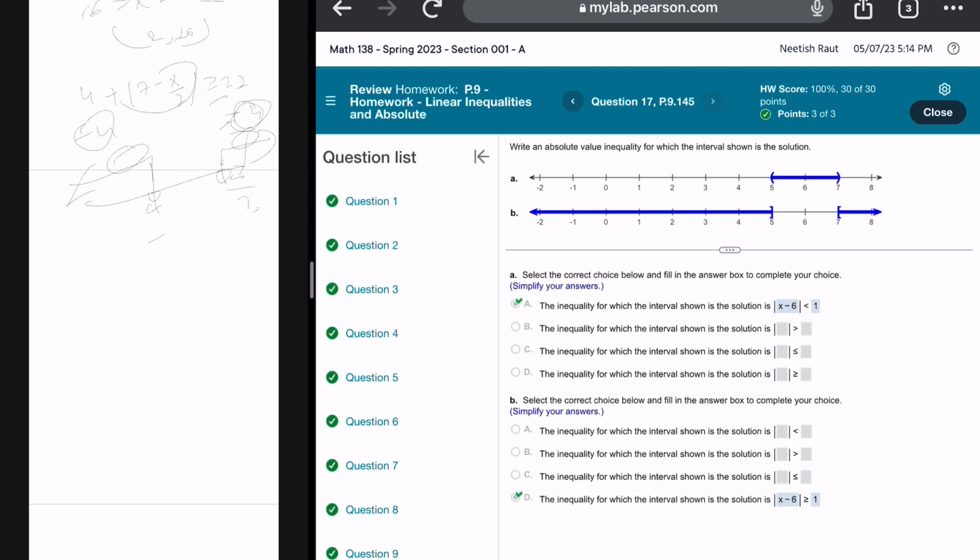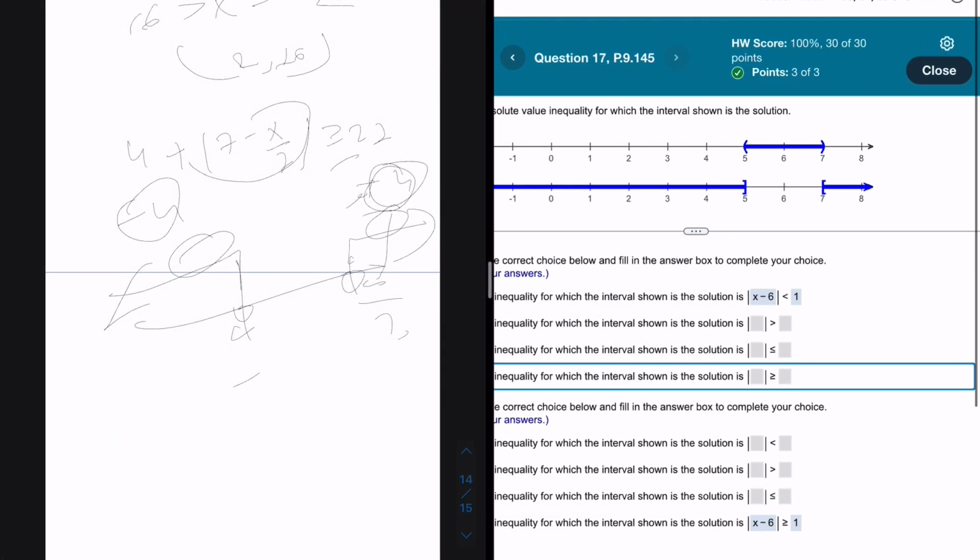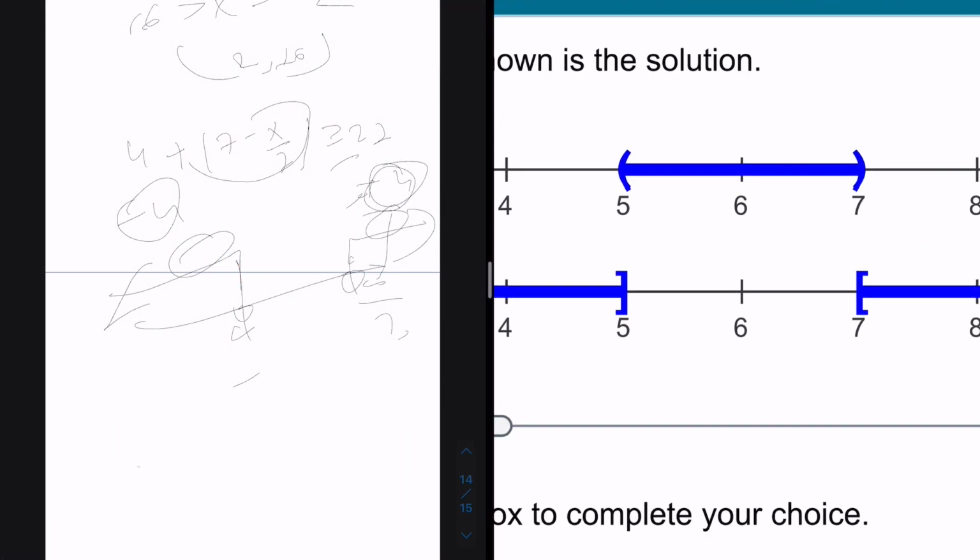Now, this is our last question, so just look carefully. Write an absolute value inequality for which the interval shows the solution. For question A, the inequality has, so our question is showing a sign like this, so our bracket should be like this, right? So we need to have this or this, right?